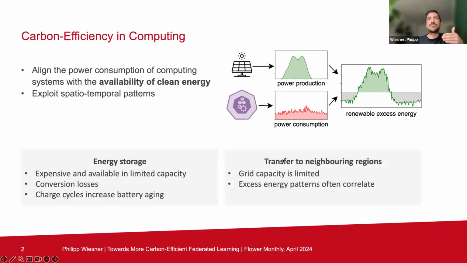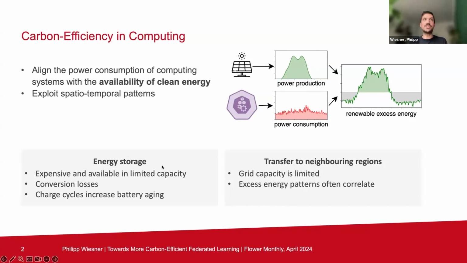The second option is transferring excess energy to neighboring regions, so we're transferring it through space. Here we have similar constraints. Grid capacity is limited. We're seeing this frequently in Germany, where we have very big offshore wind parks in the north of the country, but all the consumers and big industry are in the south or the west. The grid in Germany is currently not strong enough to transfer all this energy to these regions. Additionally, excess energy patterns often correlate in neighboring regions because they have similar weather, for example.